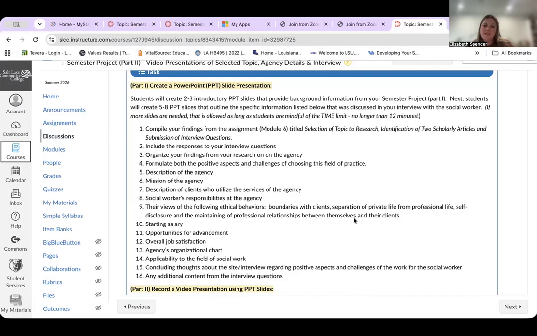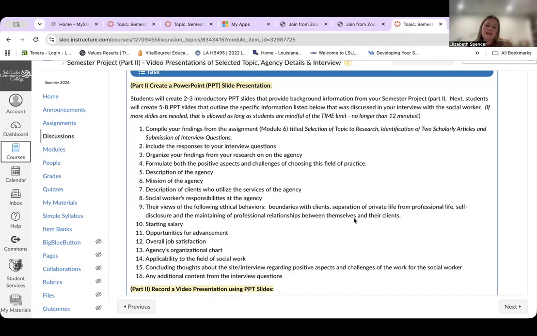And then number 15 is concluding thoughts about the site, interview regarding positive aspects and challenges of work for the social worker. Okay, so what you thought about it, and then interview regarding positive aspects and challenges. So again, that just fits in with what are some of the best and worst parts of your job, or what do you feel like you're really skilled at and can do well, and what are some areas that might take some more growth or training to achieve, right?